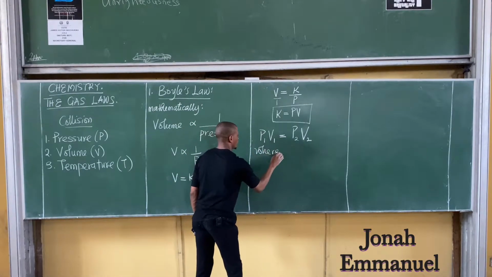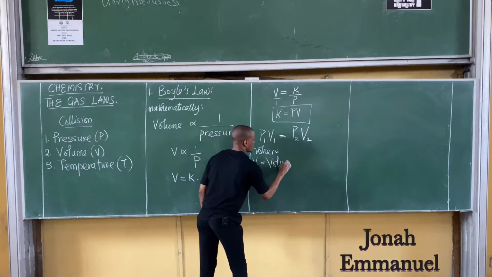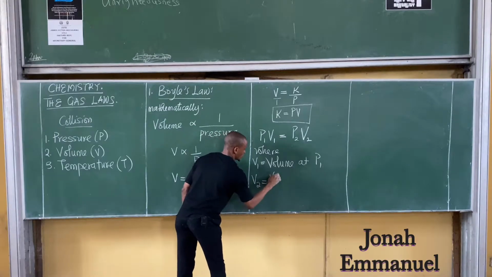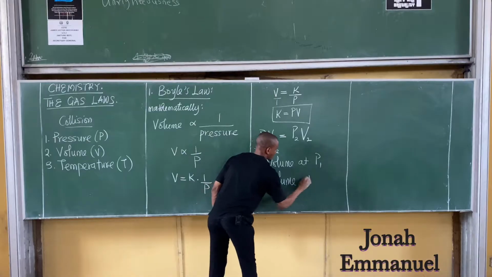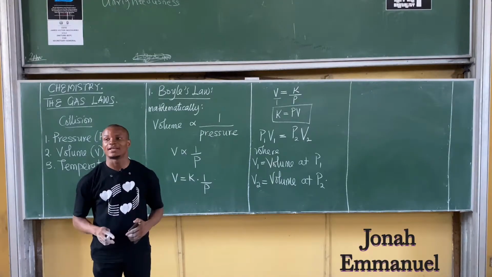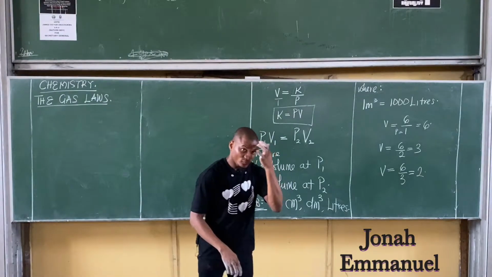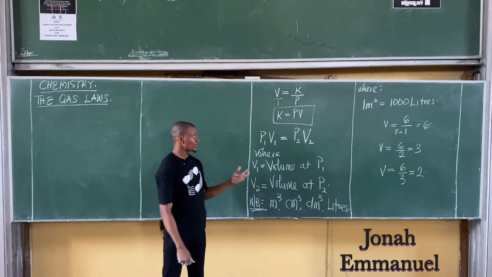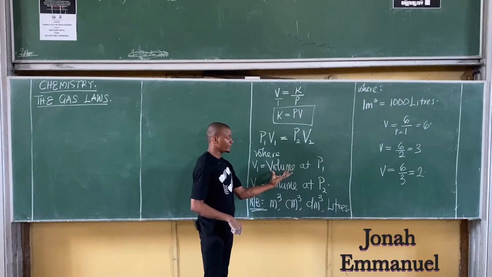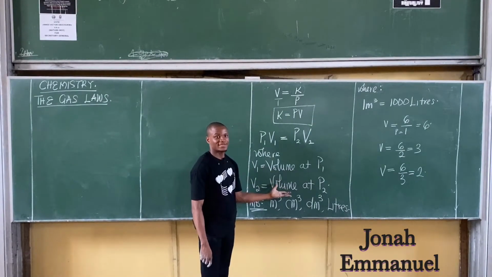Let's define the parameters, where V1 is equal to the volume of the gas at pressure P1, and V2 is equal to the volume of the gas at pressure P2. For Boyle's law, P1 V1 is equal to P2 V2.